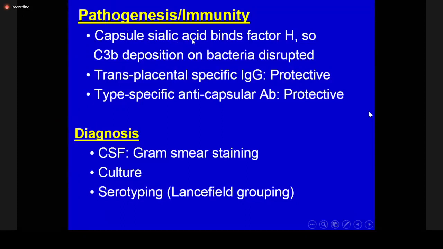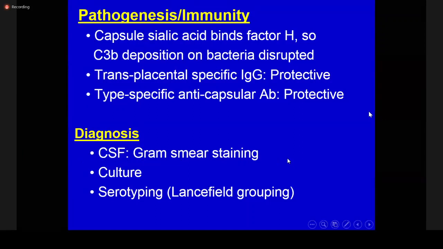Pathogenesis: the capsule sialic acid binds to factor H of the complement. You know, one of the factors of the complement, factor H. So C3 deposition on the bacteria will be disrupted. And we said that encapsulated microorganisms are usually resistant to the effect of the complement. The child may have transplacental specific IgG, which is protective, from the mother, and type-specific anticapsular antibody. We said there are 10 serotypes of the capsule, so the antibody is specific against a certain serotype. And we said the most common type is type 3, protective antibodies.